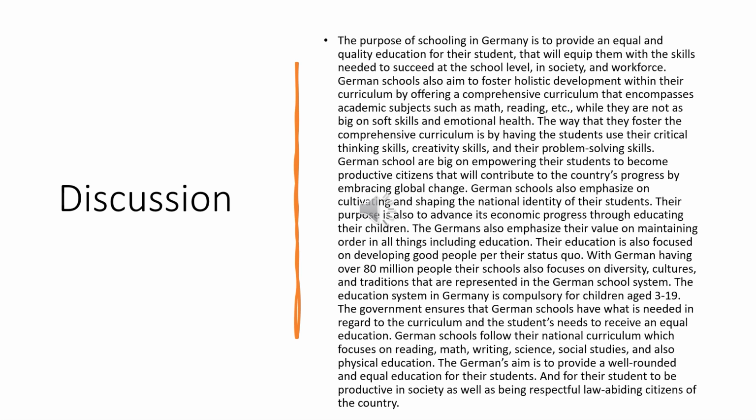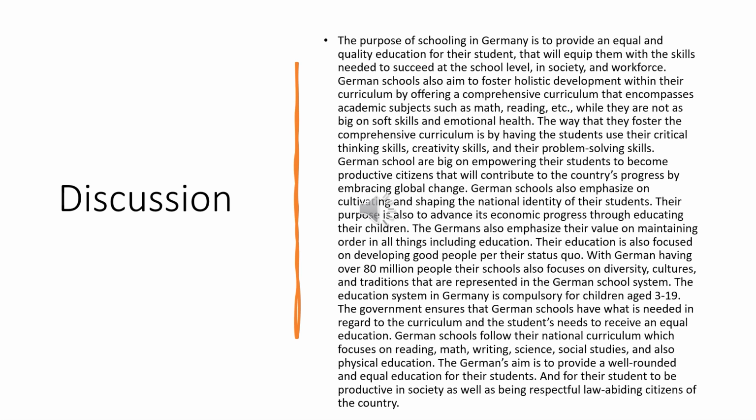The education system in Germany is compulsory for children aged 3 to 19. The government ensures that German schools have what is needed in regards to the curriculum and the students' needs to receive an equal education.